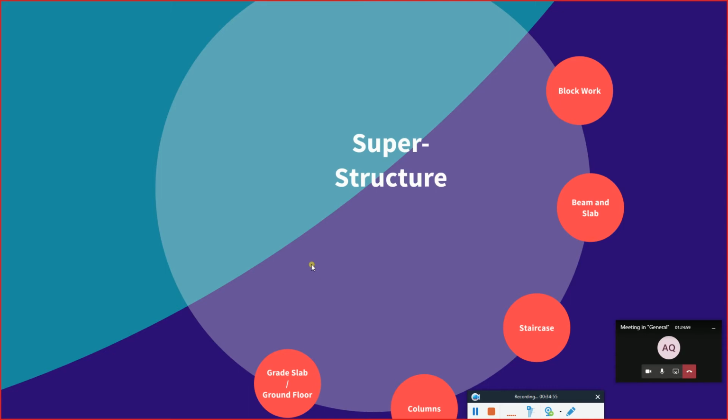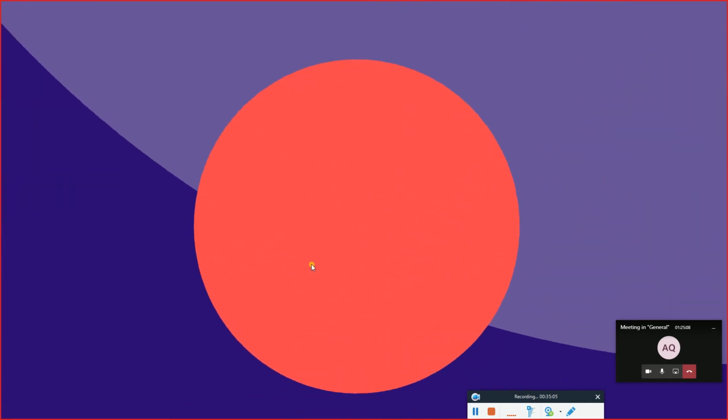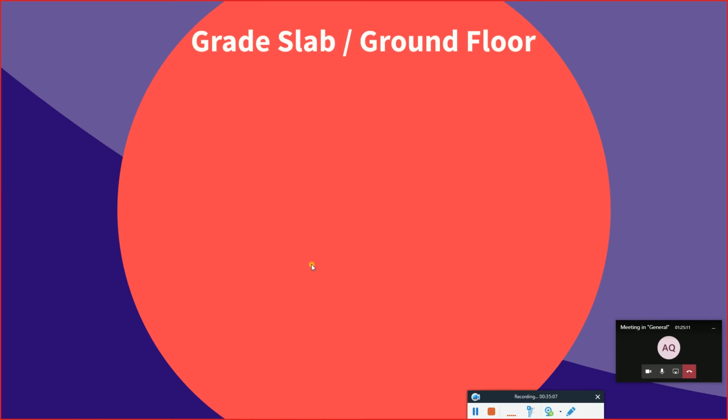So in the superstructure we'll be discussing grade slab or ground floor, columns, staircase, beam and slab, and then blockwork. So, grade slab or ground floor.